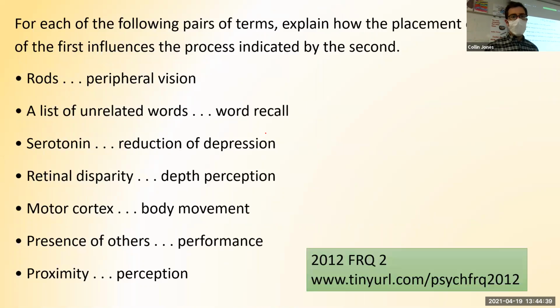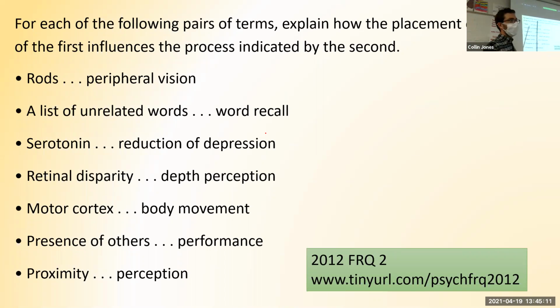Let me show you. How many points would this prompt be worth? 7 points. What should your first words be? The location of rods. Where are rods? Are they in the center of the retina or are they on the edges of the retina? Cones are in the center on the fovea. Rods are on the edge. I'd say the location of rods on the edges of the retina allow you to see black and white shapes off to the side of your peripheral vision. That's how I would answer number 1.